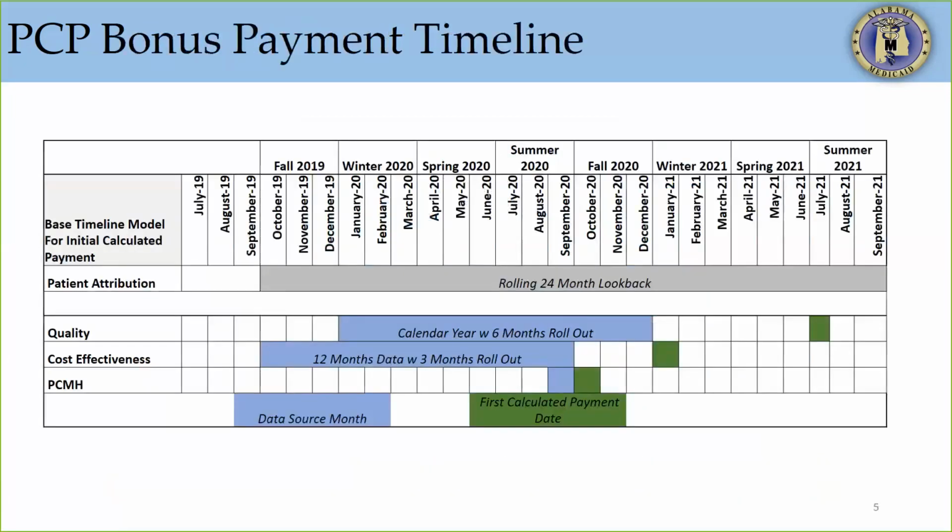This next proposed timeline illustrates how attribution affects bonus payments in year 1. In fact, year 1 attribution is the sole determinant of year 1 bonus payments. In future years, attribution will play a key role in how we determine quality, cost effectiveness, and PCMH recognition. Again, more details on these specific methodologies will be covered in future webinars.